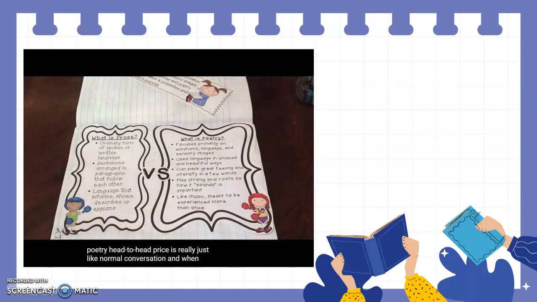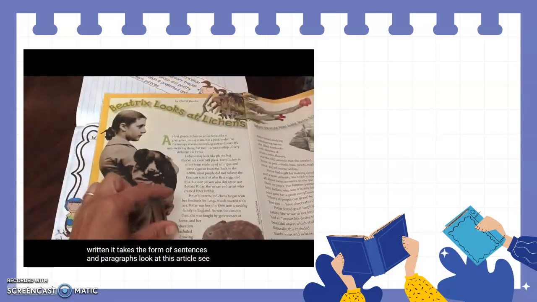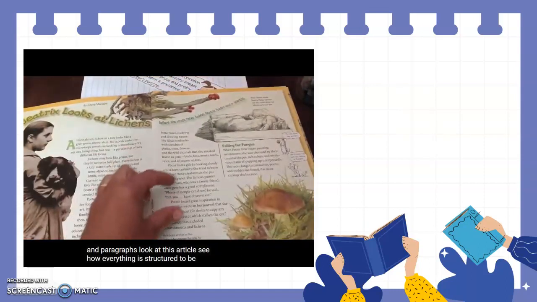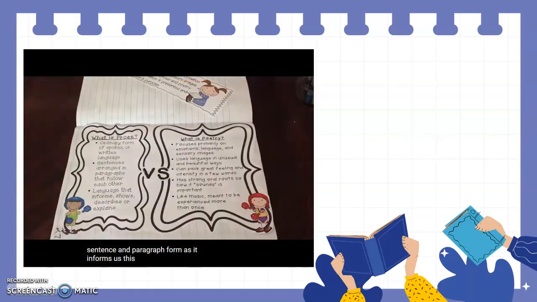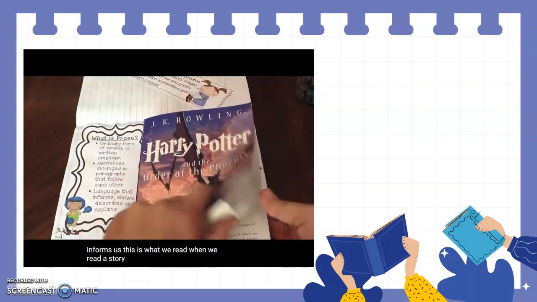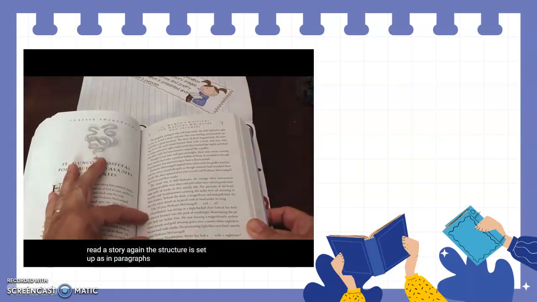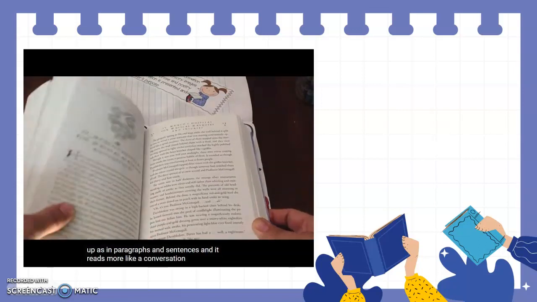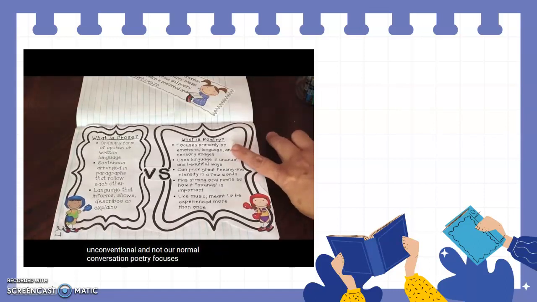Prose is really just a normal conversation, and when it's written, it takes the form of sentences and paragraphs. Look at this article. See how everything is structured to be sentence and paragraph form? As it informs us, this is what we read. When we read a story, again, the structure is set up in paragraphs and sentences, and reads more like a conversation. Poetry, however, is what we would consider more unconventional and not our normal conversation.